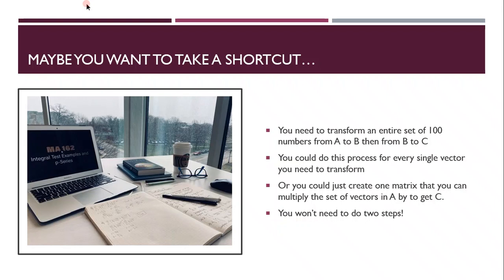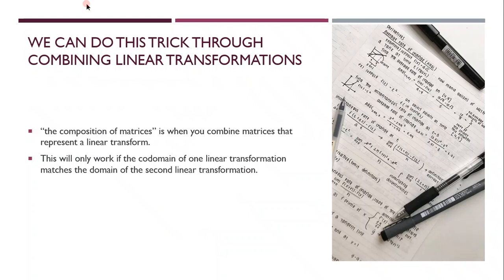You won't need to do two steps, especially if you find the bases. If you figure out how to transform the basis vectors from one linear transformation to another into one, instead of doing them twice, then you can map an entire vector space through two transformations in one go. So composition of matrices is a very good idea. You should definitely pay attention.